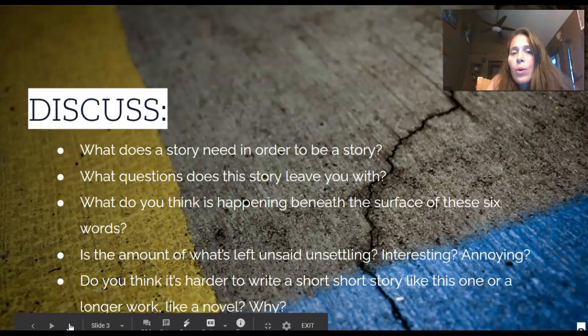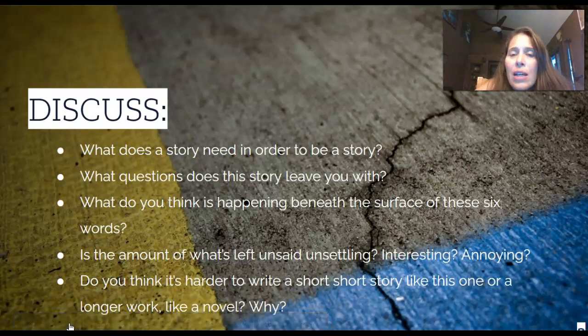So to think about it, what does a story need in order to actually be a story? What questions does a story leave you with? What do you think is happening beneath the surface of those 6 words? Is the amount of what's left unsaid unsettling, interesting, annoying? Do you think it's harder to write a short story like this one or a longer work like a novel?